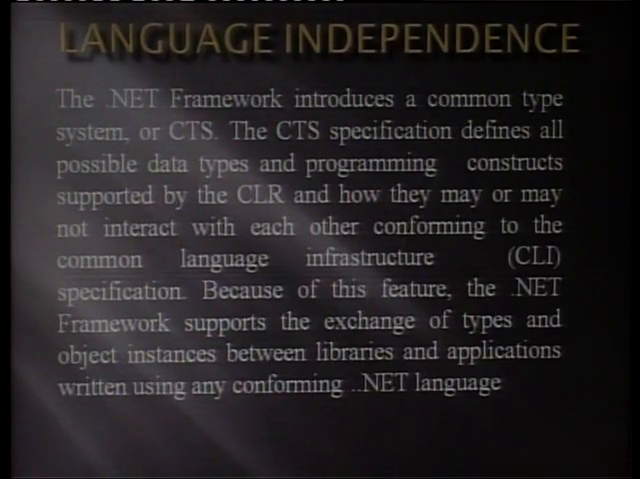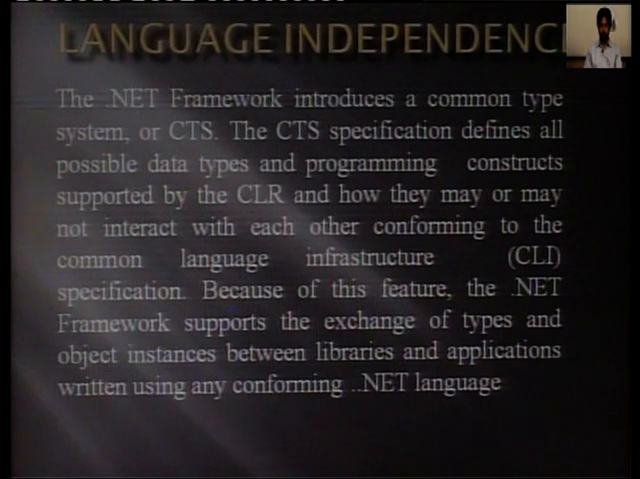Language independence: the .NET framework introduces the common type system. The CTS specification defines all possible data types and programming constructs supported by the CLR and how they may or may not interact with each other, conforming to the common language infrastructure, the CLI specification. Because of this feature, the .NET framework supports exchange of types and object instances between libraries and applications written using any conforming .NET language.